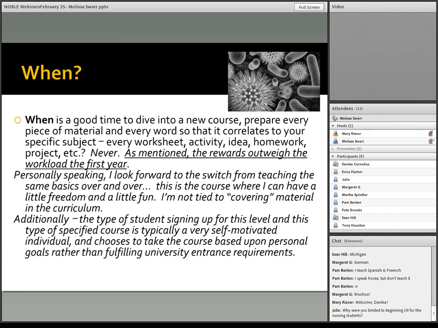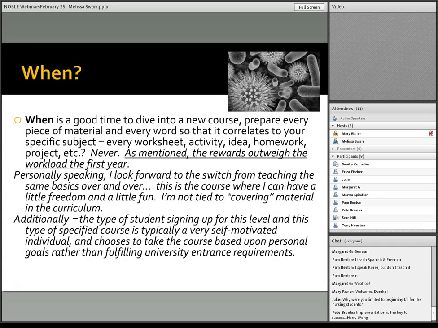even if you feel bogged down or weighed down or overwhelmed, try to get it implemented so that you have students taking the courses, so that you have justification to keep the course and maybe keep a person's position or part of a position, because the students are interested in it. And after the first year, the rewards definitely outweigh the workload.